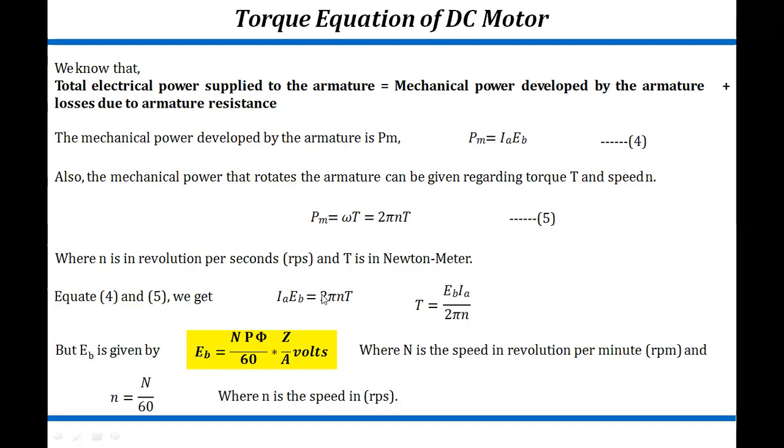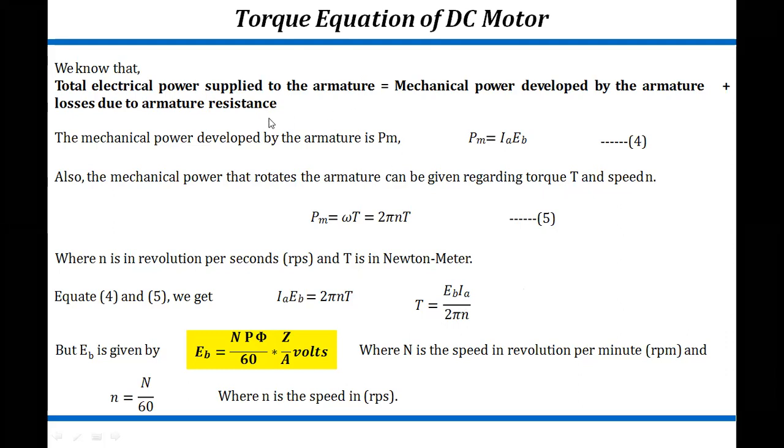So here we are supposed to see the torque equations, and we can calculate the torque in the form of back EMF, armature current, and speed that is measured in per second. So we are aware that the torque equation is equal to EB IA upon 2 pi n. These equations you will need to solve the numericals.